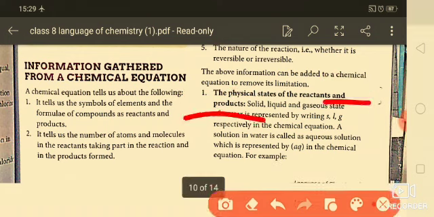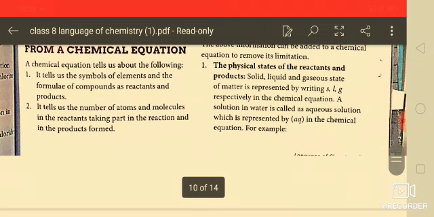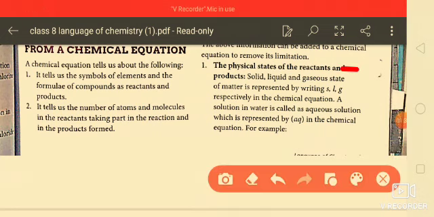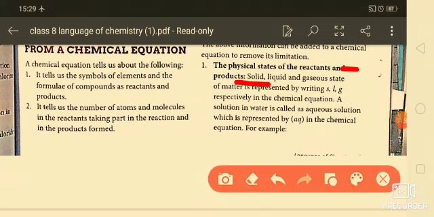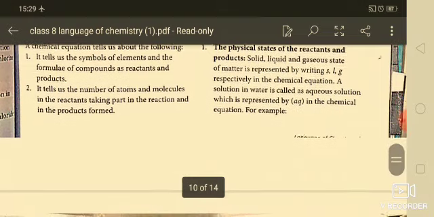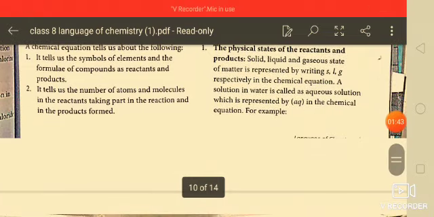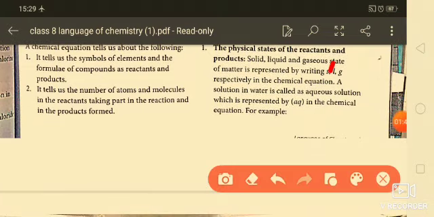So first thing is the physical state of reactant and product, that means solid, liquid or gaseous states of matter are represented by S, L or G. That means by S you will represent solid, L for liquid, and for gas you will represent G. Now a solution in water is called an aqueous solution. There you will use AQ.